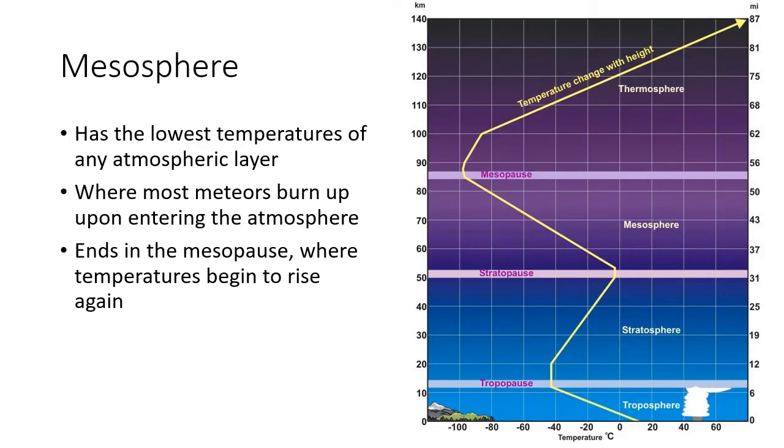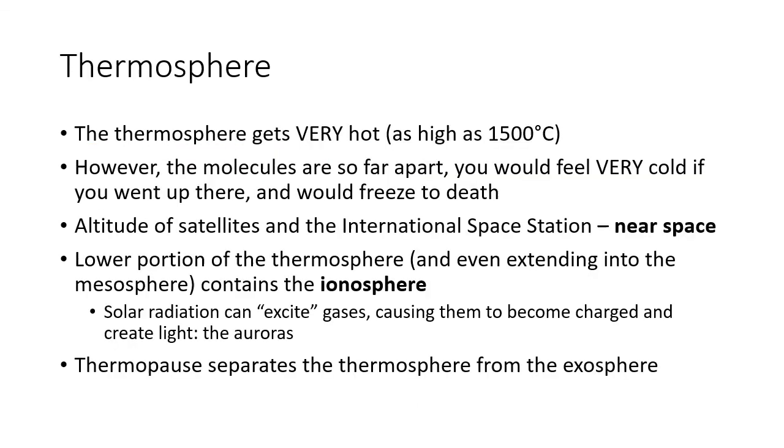The mesosphere, again, you might see a question about what's the coldest layer. It is the mesosphere, so that's really the most notable thing about it. Most meteors are going to burn up in this layer. It's where the air density is great enough to form that friction that's going to burn up those meteors, and that's really about it. And then we have the thermosphere.